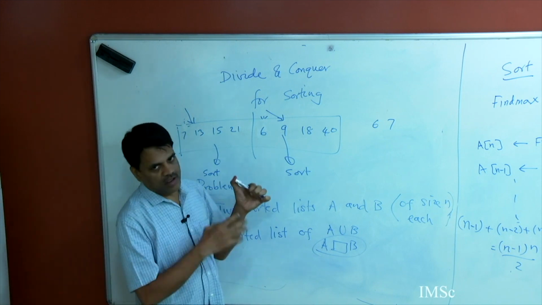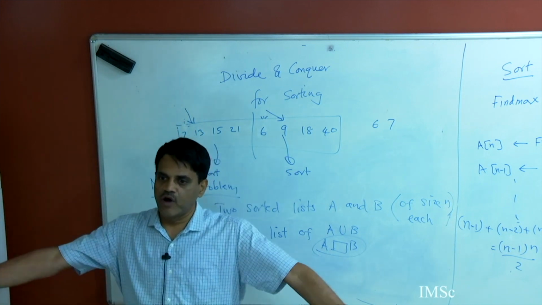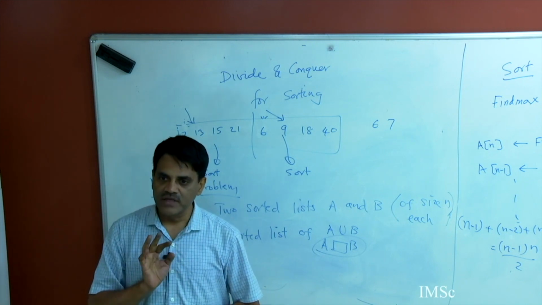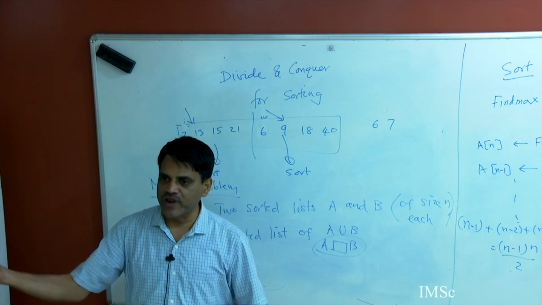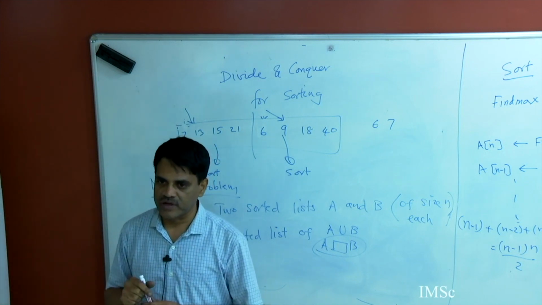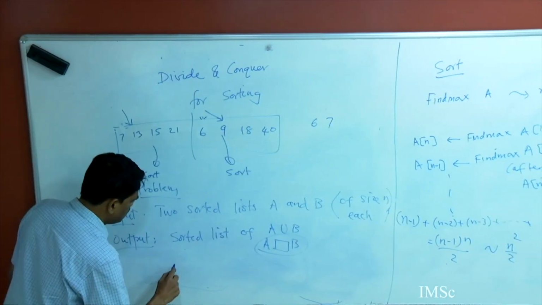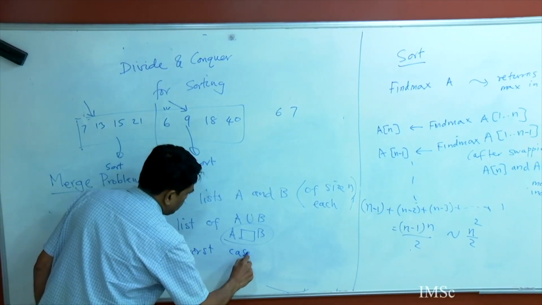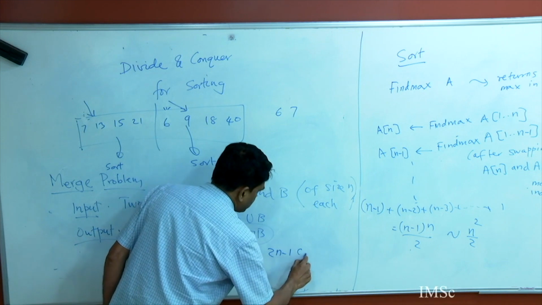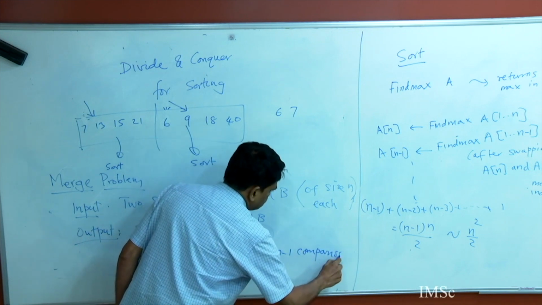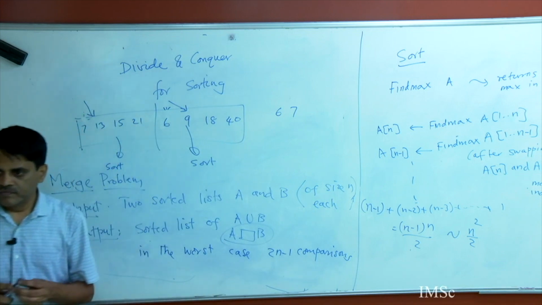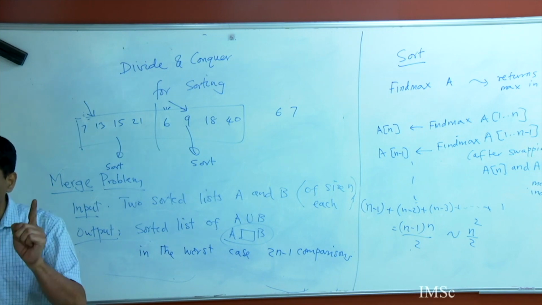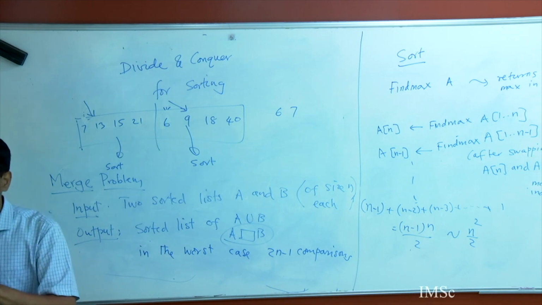Because basically, to get one element, you make a comparison. Finally, your output is of size 2n. So you will make 2n comparisons, except that the last element will be free. You don't have to make any comparison, you can output it. Right? In the worst case, 2n minus 1 comparisons. Is that clear? Why 2n minus 1? Because I make one comparison, I get one output value. Make another comparison, I get one output value.